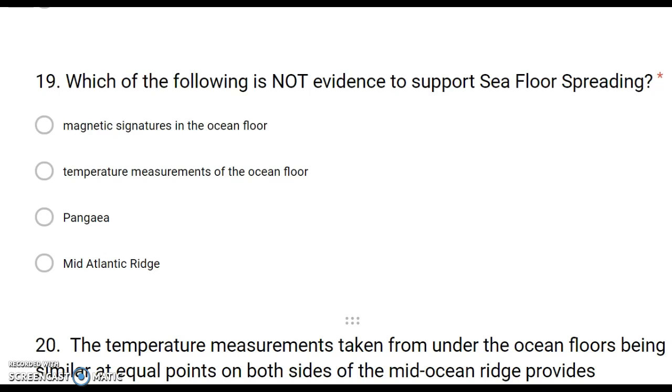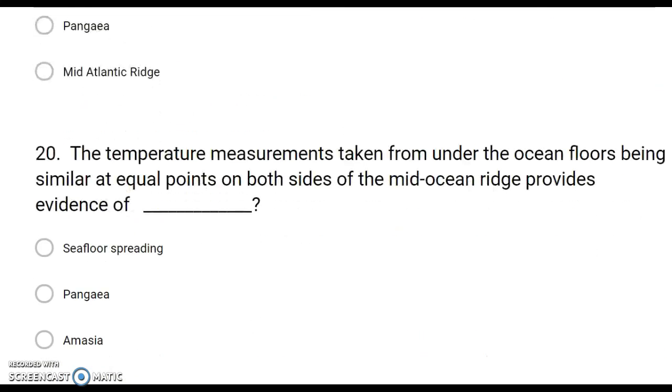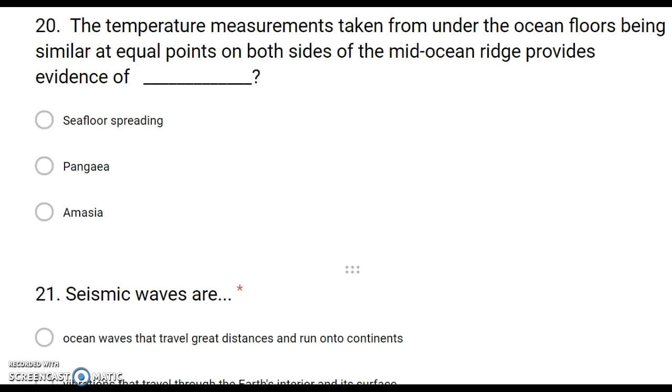19. Which of the following is not evidence to support seafloor spreading? Magnetic signatures in the ocean floor, temperature measurements of the ocean floor, Pangea, Mid-Atlantic Ridge. 20. The temperature measurements taken from under the ocean floors being similar at equal points on both sides of the mid-ocean ridge provides evidence of seafloor spreading, Pangea, Amasia.